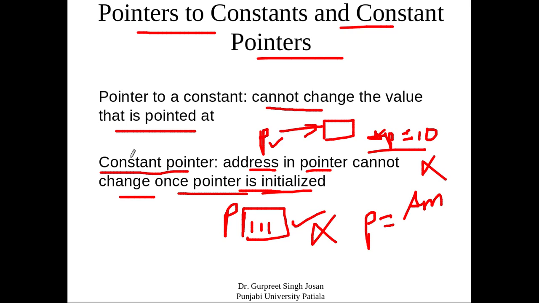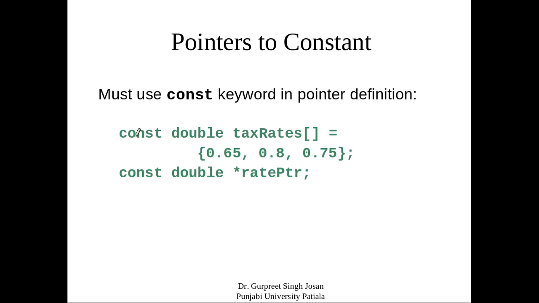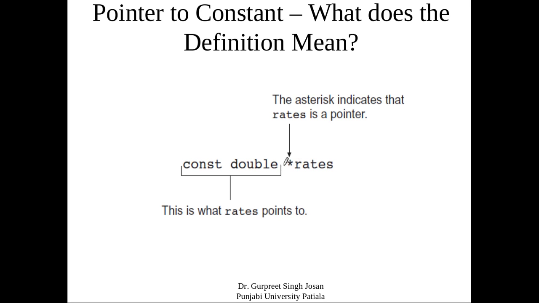Again, it is a very different concept, pointer to a constant and constant pointer. Pointer to constant means the pointer can be changed, but it cannot change the value of the location which it is pointing to. But in case of constant pointer, the value of the pointer itself cannot be changed once initialized. So this is an example. Let me first cover how to declare a pointer to constant.